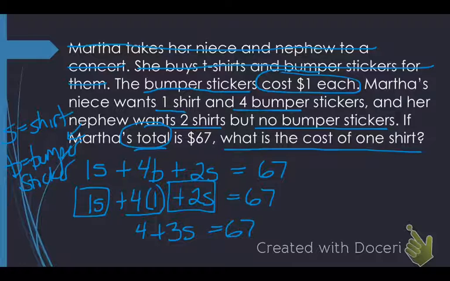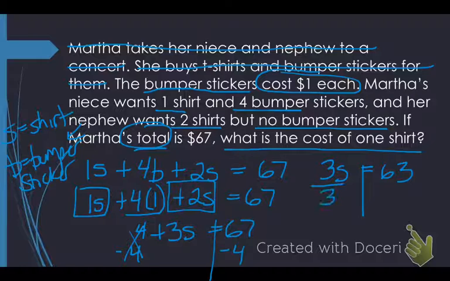So now I'm going to solve it like an equation. Minus 4 from both sides, remembering that whatever I do to one side, I must also do to the other. And I am sorry, but I am going to have to move over here to the right. 4 minus 4 cancels, so I have 3S. And 67 minus 4 is going to give me 63.